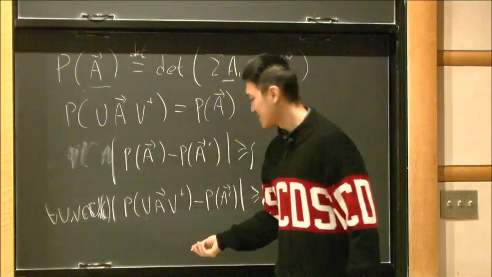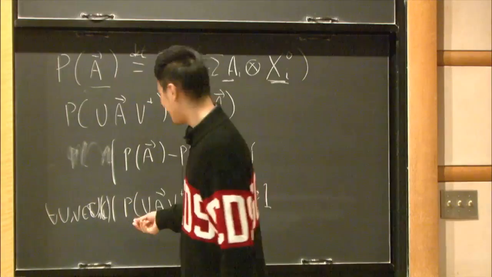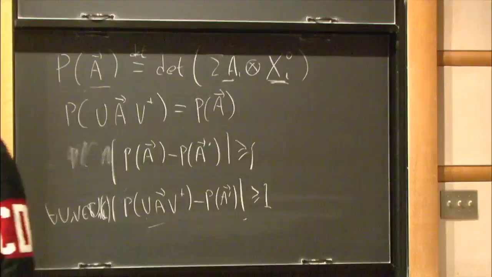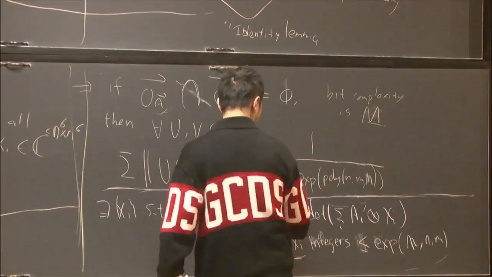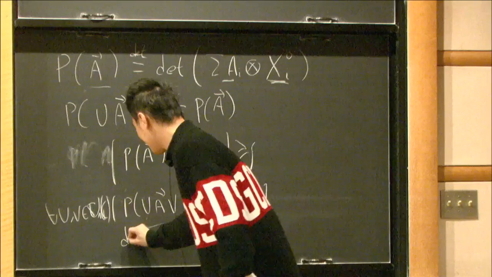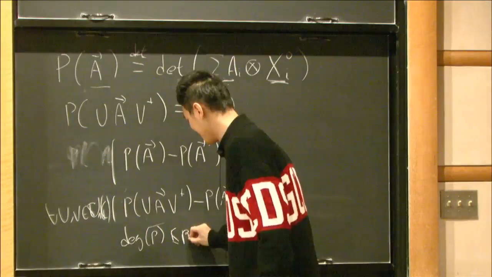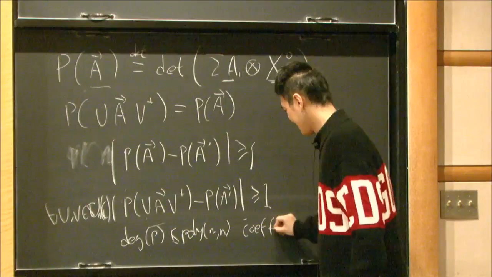And so then if we have this, then we know that P is a small polynomial. It's a polynomial of degree at most some polynomial in m and n, and the coefficients of P are some exponential in m and n.